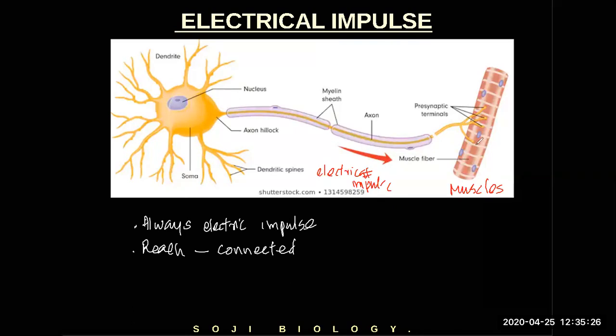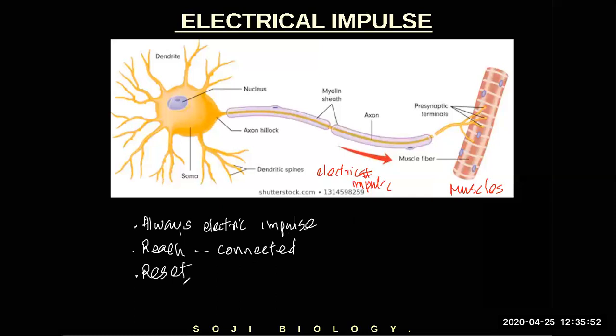For example, when you pick up something, your biceps might contract. Only the biceps contract. Okay, so it just goes to that part. Other parts are not affected, right? And after conducting one impulse, it has to reset itself. Something like rebooting.